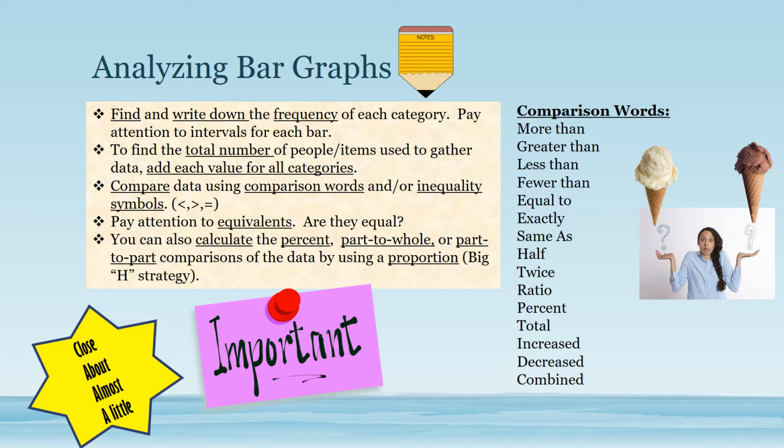The last thing you need to pay attention to is be sure you calculate the percents, part-to-whole or part-to-part comparisons of the data by using a proportion. And when we use proportions, we use our Big H strategy. So when we're talking about percent, part-to-whole or part-to-part comparisons, you're going to use that Big H strategy. Also pay attention to the words close, about, almost, a little. Those are going to be talking about the distance is similar to. So you want to pay attention to those words as well.